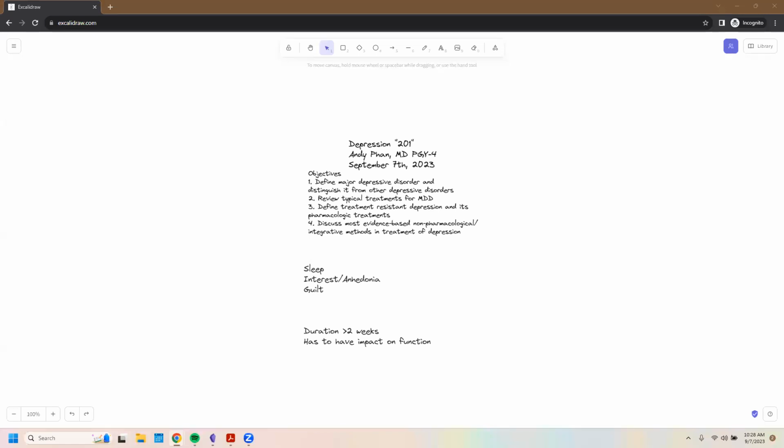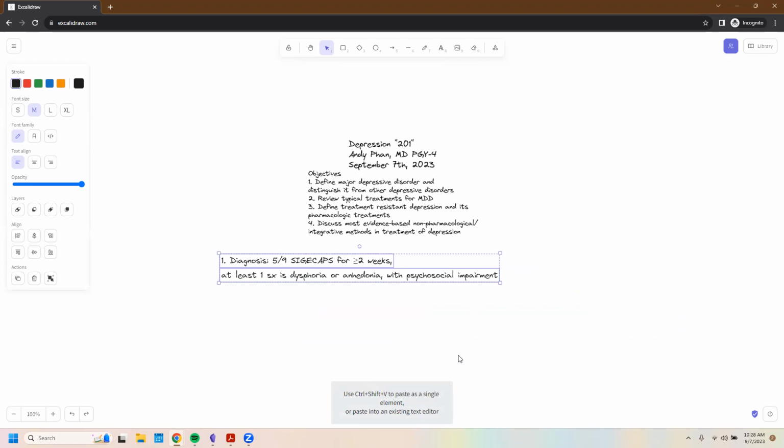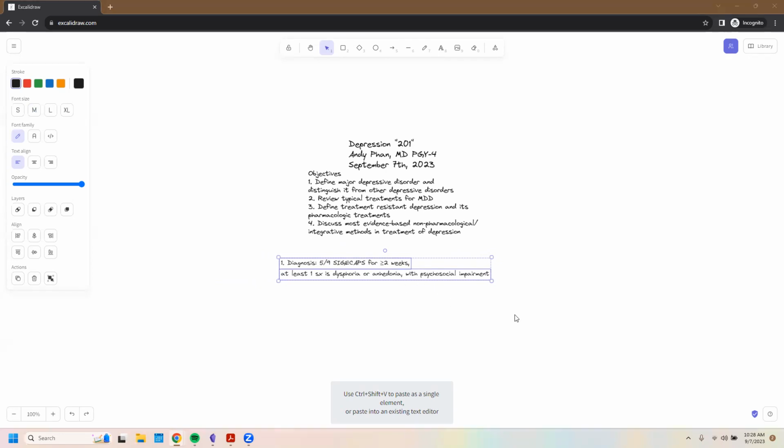So the diagnosis is SIG E CAPS, 5 out of the 9 for at least 2 weeks. At least one of the depression symptoms has to be dysphoria, depression, or anhedonia, and it has to have psychosocial impairment. And why does this matter? Well, there are a lot of different mimics and subtypes of depression that, if they don't meet all the diagnostic criteria for major depressive disorder, then the treatment path is totally different.